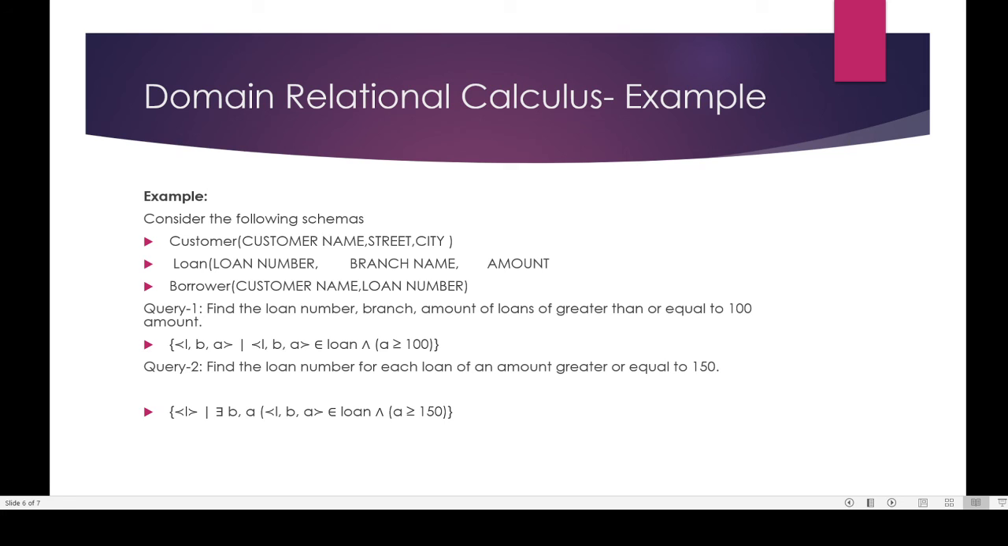Relational calculus is a non-procedural query language, and it is of two types in DBMS: tuple relational calculus and domain relational calculus. In tuple relational calculus, we have to find the tuples for which the predicate is true, and in domain relational calculus we use domain variables.